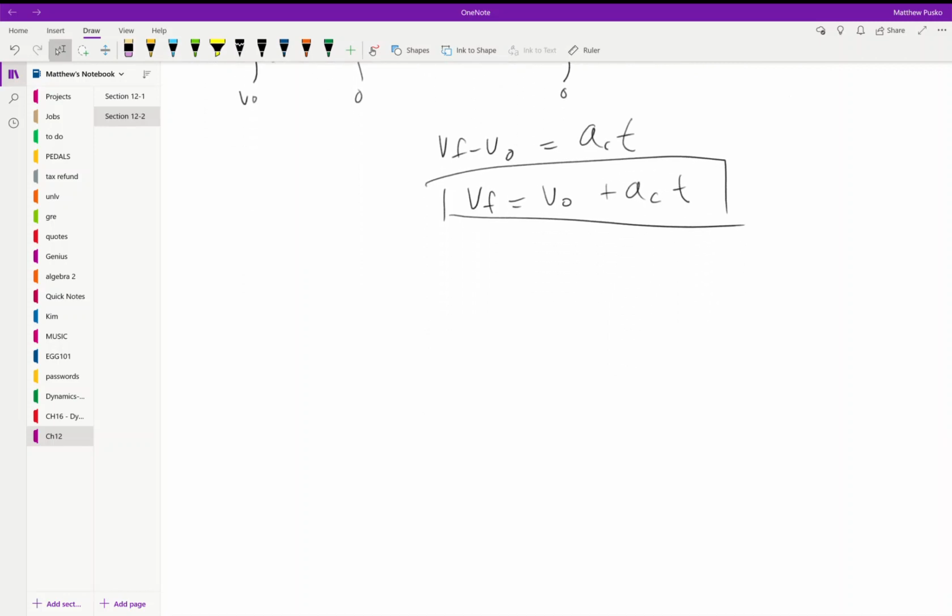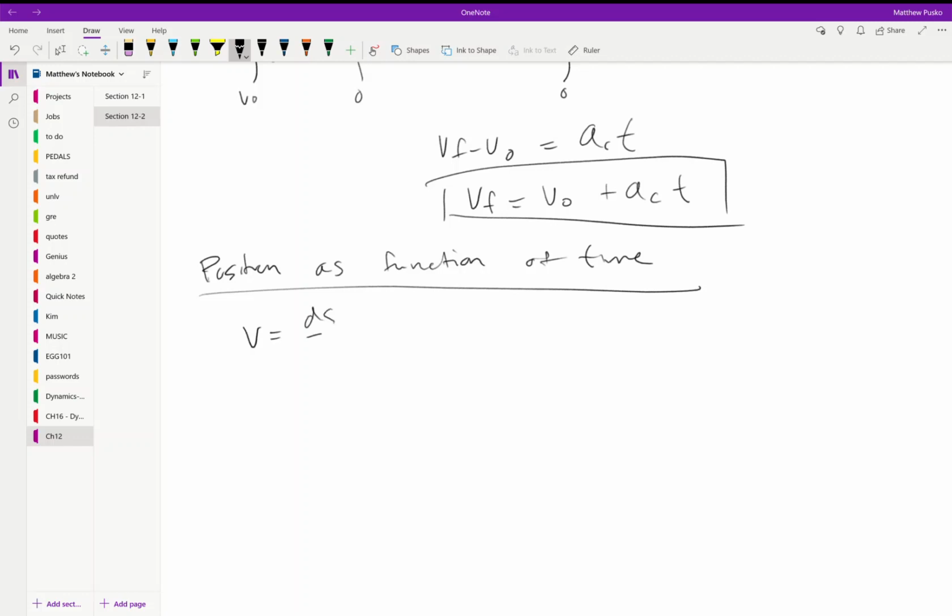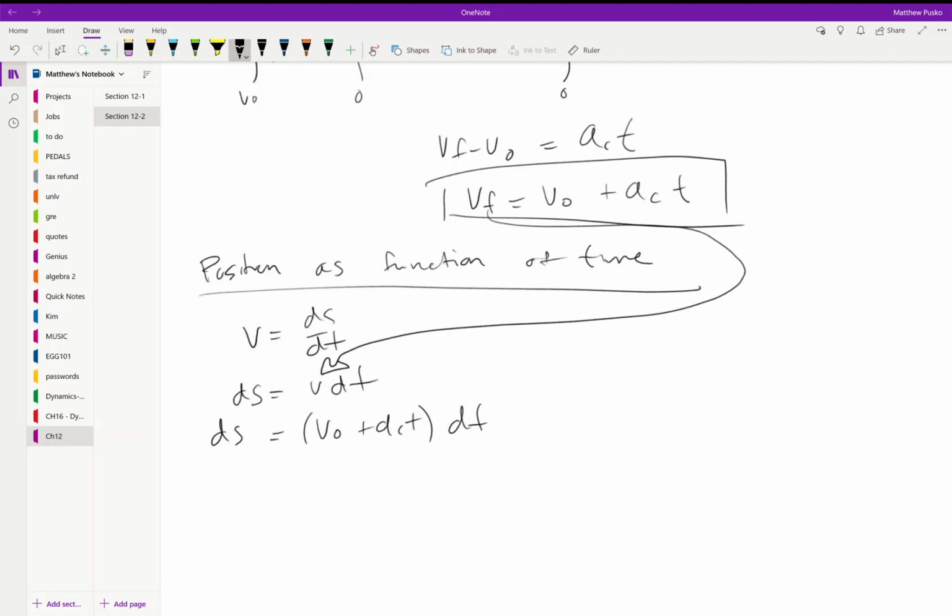Okay, let's do position as a function of time. We're going to start out with velocity is equal to ds/dt. And I'm going to separate variables to say ds is equal to v dt. A lot of students will often hang up on a test not knowing what to do at this moment. We have an equation for v. Let's put it in there. So we'll say v naught plus acceleration times time, dt, and that's all equal to ds.